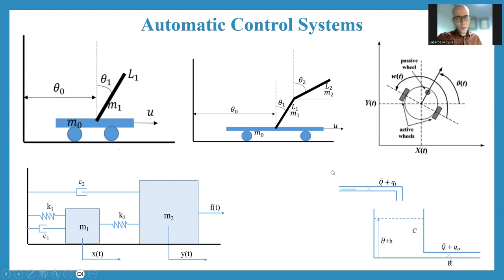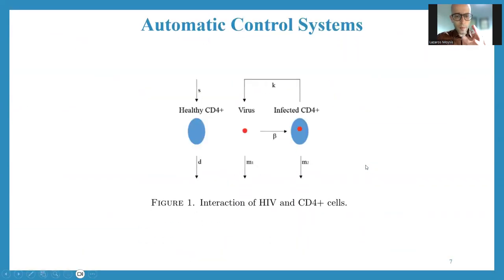Okay, so far, too many examples of systems, right? Another example here is a medical example. We have an HIV model. So we have three populations: healthy CD4 plus cells, the virus, and the infected CD4 plus cells. And through the infected CD4, we obtain an increase in the viral load. So these three populations interact, and we can do the analysis using control analysis tools.